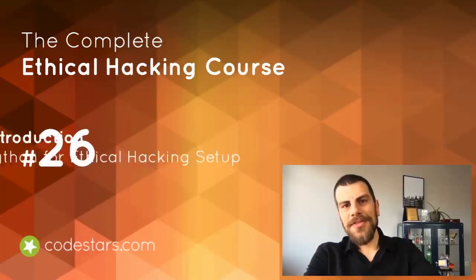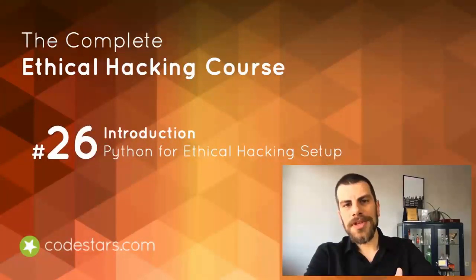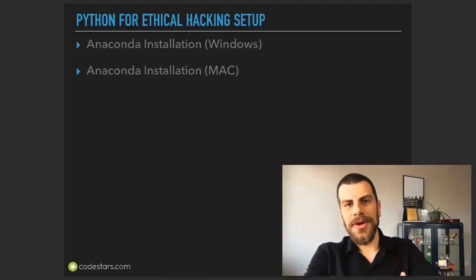Within this section, we're going to set our computers up for writing Python code. And we're going to do that on our physical machines, on our host machines. Later on, we're going to see how to write code on virtual machines like Kali Linux or a Windows virtual machine as well. But for right now, we're going to start by installing a tool called Anaconda on Windows or Mac.